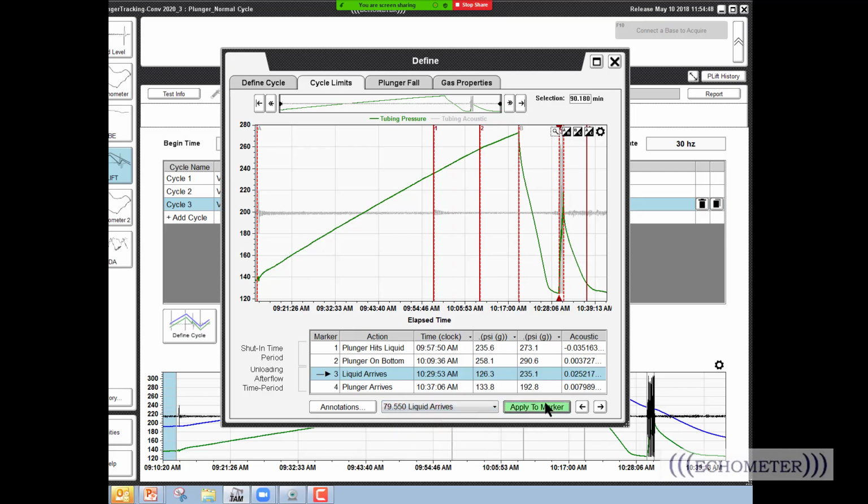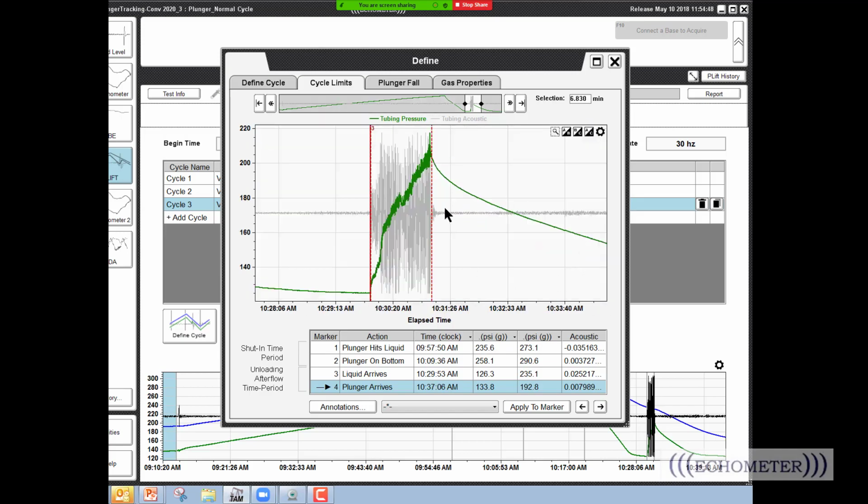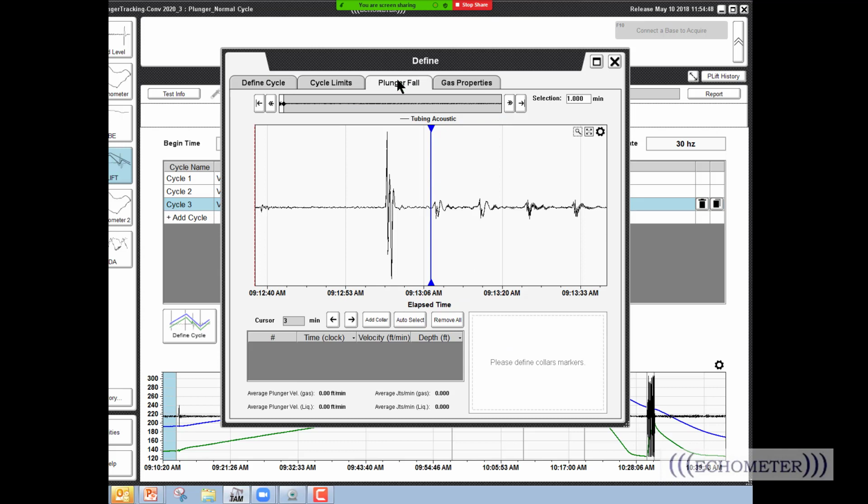And then the next one is plunger arrives, and that's right here. And if I want to see it in more detail, let me zoom in and show you what's going to happen here. So there is the annotation. I want to make plunger rise right there at the annotation, and I select that and I say apply to the marker.